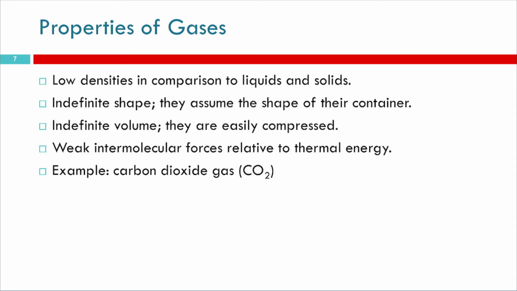Low densities. Sorry, these are properties of gases. So gases, in comparison to liquids and solids, have very low densities. And this makes sense, right? If the atoms and molecules inside liquids and solids are within touching distance, they're very close together. So we have a lot of mass in a small area. That means they have higher densities. Whereas gases have lots of space in between the individual atoms or molecules that make up the gas, and so they have low density. They have their mass spread out in a large volume.